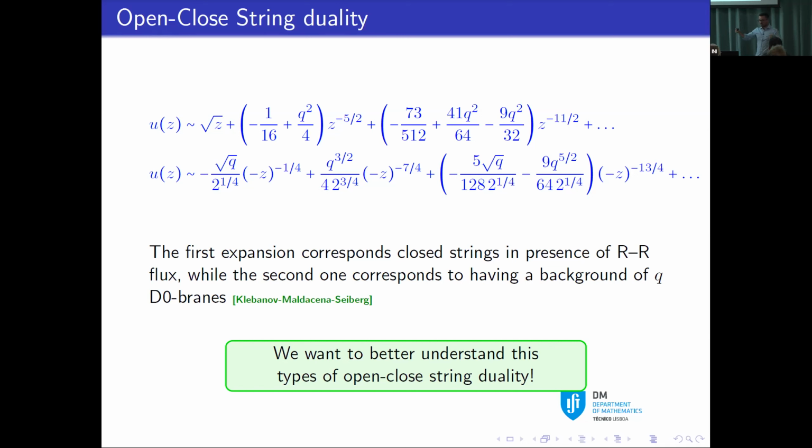In this case, they found a solution of this string theory that at large z behaves like a closed string theory in presence of RR backgrounds, while on the negative side, if you want to go from the positive to the negative, you find a theory that is described by a background of ZZ branes. So this is a type of open-closed string duality, and we want to understand this a little bit more by using resurgence techniques and studying these systems a little bit better, and we want to understand what this means. This is just a comment that I'm going to make in the end, but let's just start now.